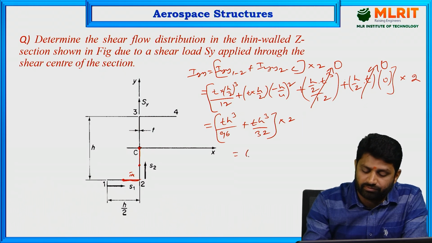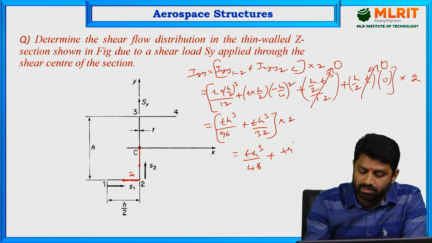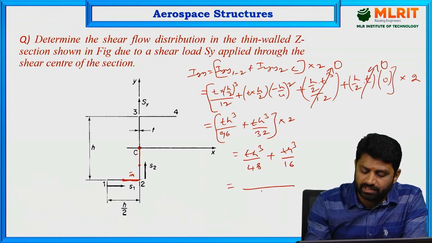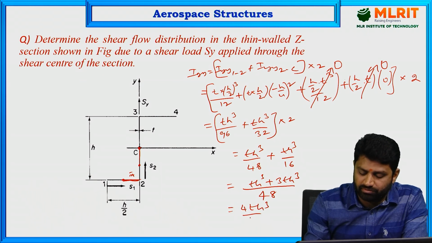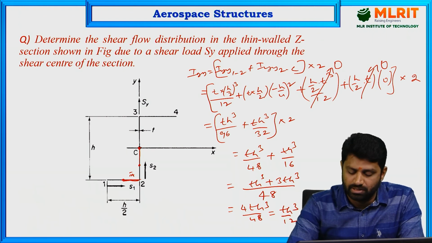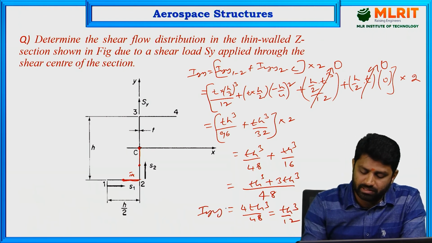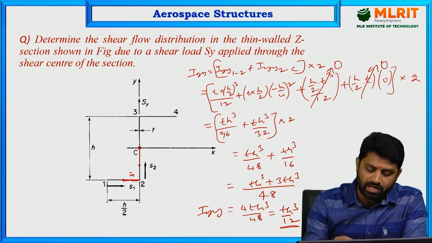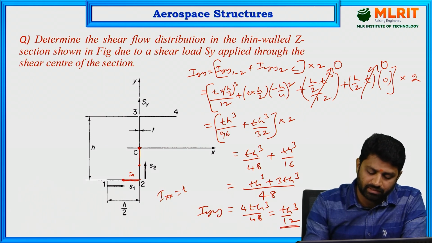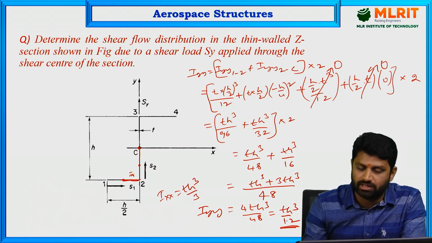And this further, if you multiply 2 inside, you are going to get th cube by 48 plus th cube by 16, and you can take LCM as 48 easily. You will get th cube here and 3 th cube here, which gives 4 th cube by 48, which equals th cube by 12. Okay. So IYY you are going to get th cube by 12. So IXX you got th cube by 3 and IYY you got th cube by 12.